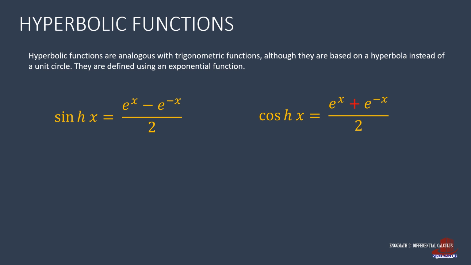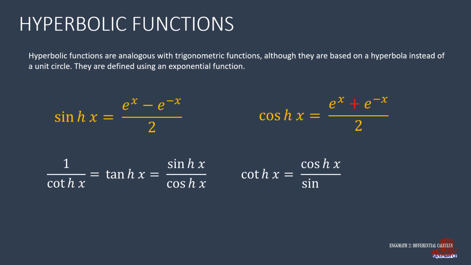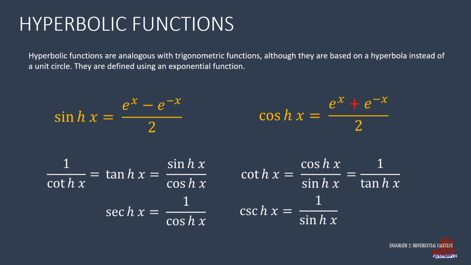The other functions are based on trigonometric identities, such as hyperbolic tangent, which is taken as hyperbolic sine over hyperbolic cosine. This is also the reciprocal of hyperbolic cotangent. Then hyperbolic cotangent is hyperbolic cosine over hyperbolic sine, and also 1 over hyperbolic tangent. The other two functions are hyperbolic secant, which is the same as the reciprocal of hyperbolic cosine, and hyperbolic cosecant, which is also equated to the reciprocal of hyperbolic sine.